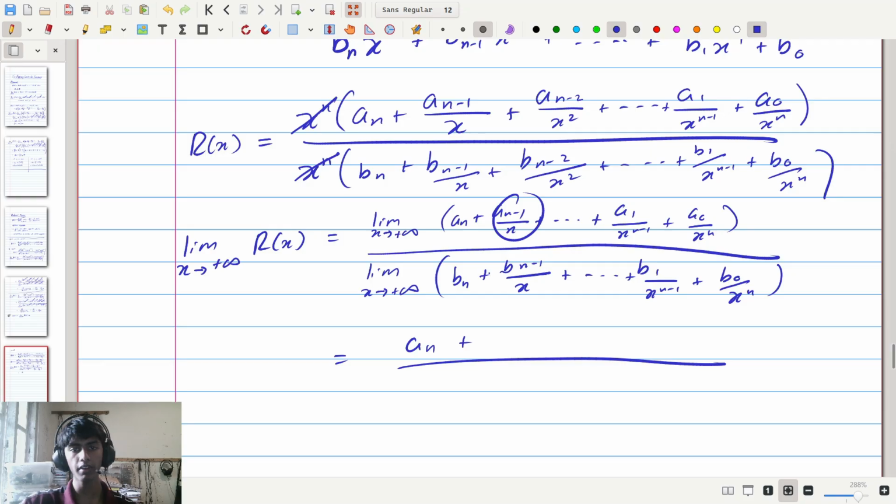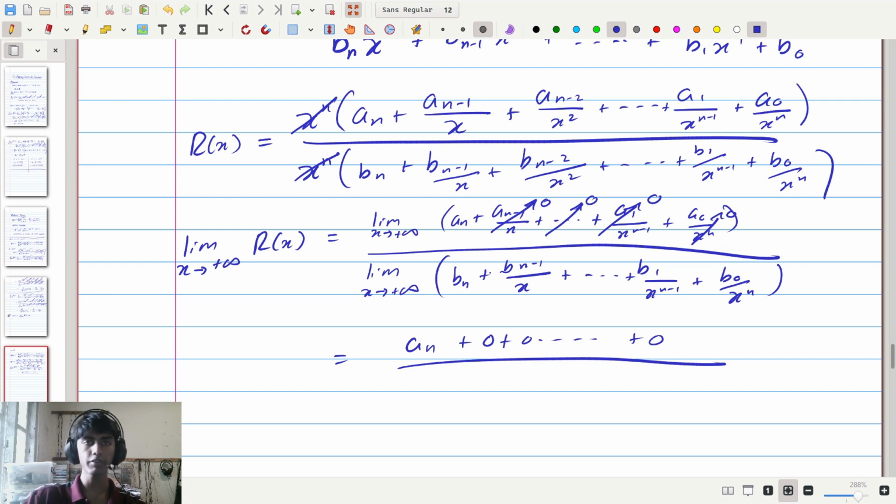Over here, the next thing we're going to have is a sub n minus 1 divided by x. Here, since x is approaching infinity, this is going to approach 0. The next term after that is also going to approach 0. All of these terms here are going to approach 0. So then what we have is a sub n plus 0 dot dot dot plus 0.